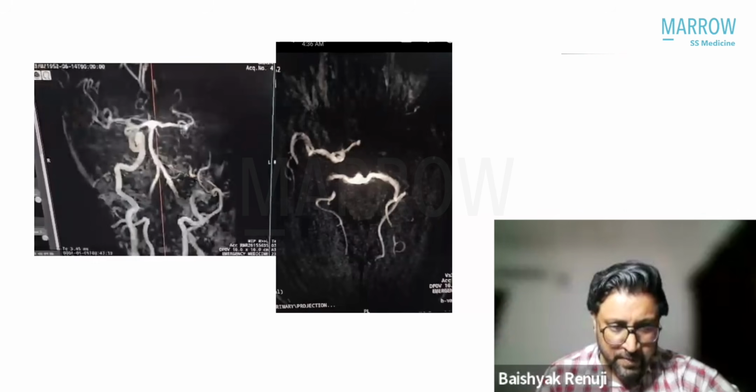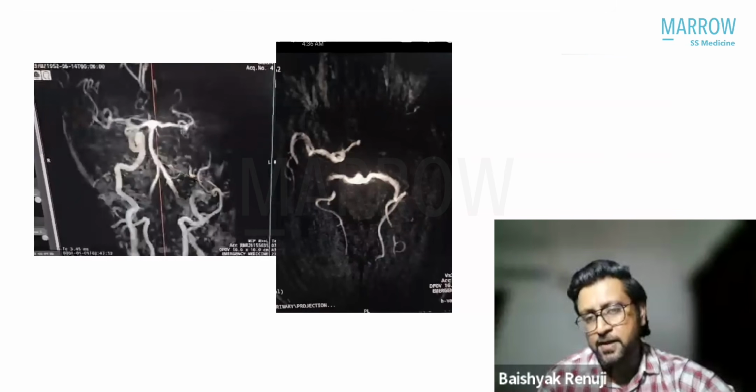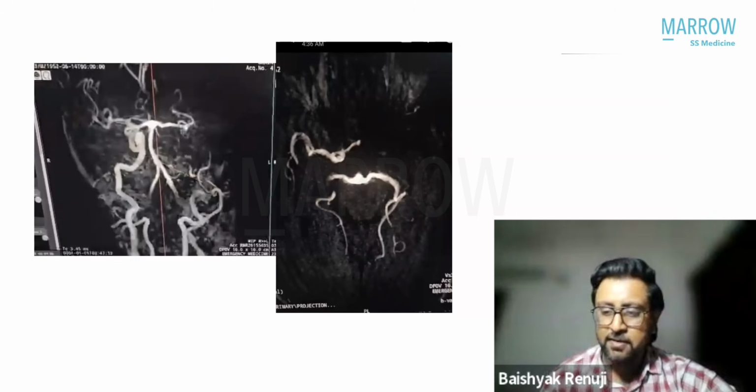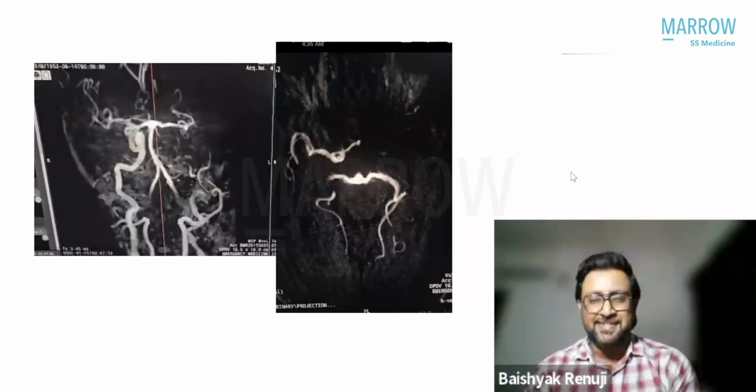So yeah, and again, that concept of core perfusion, which we were discussing right now, is going to change with the next slide. From when we start discussing, the things will again change.